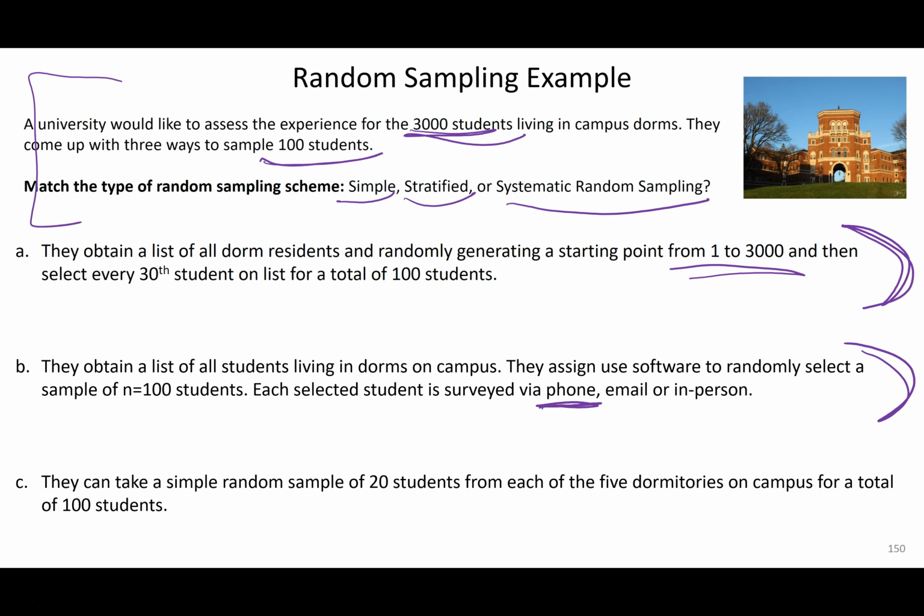And then the 3rd one, they can take a simple random sample, 20 students, from each of the 5 dormitories on campus. So they have 5 dormitories. So dorm 1, randomly select 20 students from that dorm. Dorm 2, randomly select 20 students. And repeat for all 5 dorms, which will give them 100 students. So now, definitely give it a try.